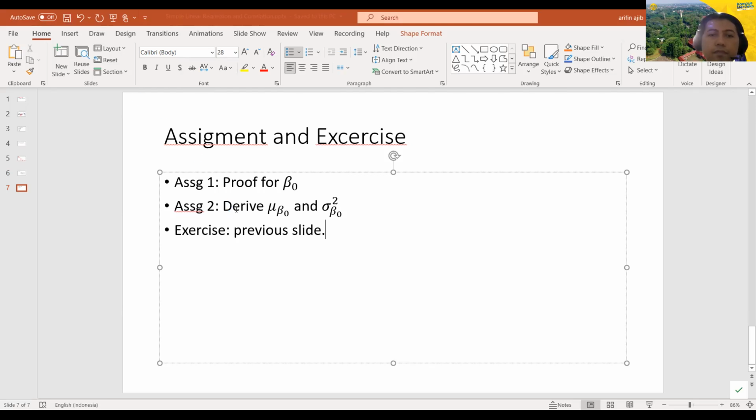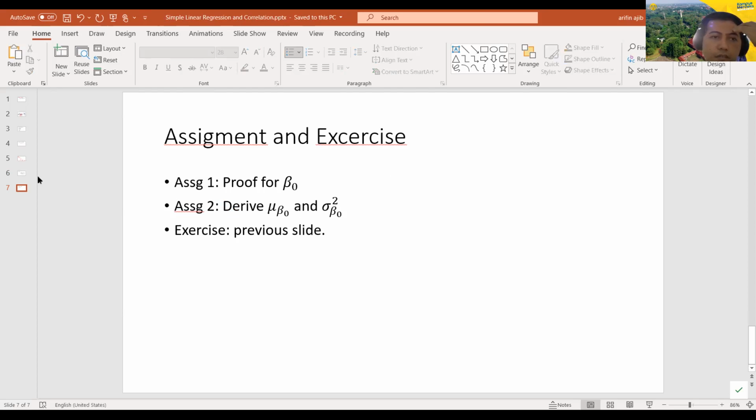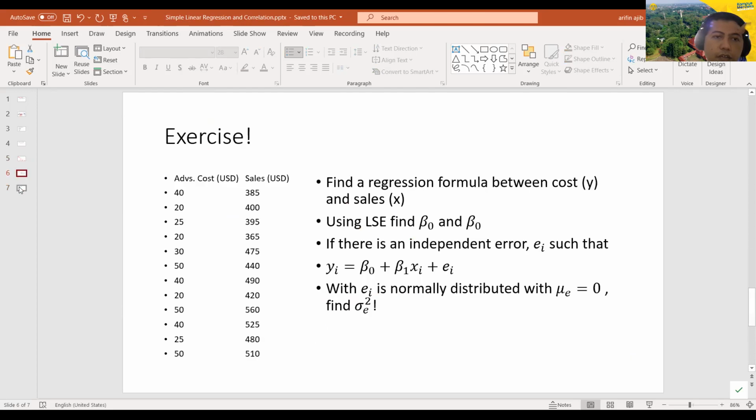Okay, that's all for my lecture today. I hope you can learn something. I hope this exercise can make you understand more about this topic about regression, something like that. Okay, thank you very much for your attention. Or before we close, are there any questions?